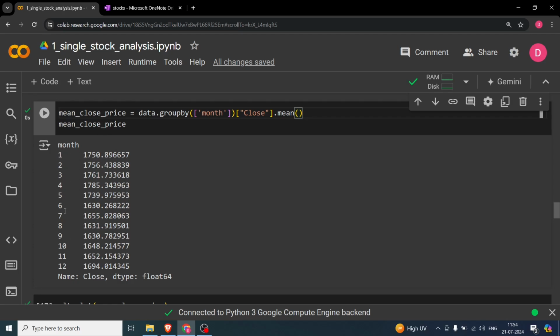You can see all these 12 months are there because we have grouped with respect to the month, and you can see the first, that is January, the average closing price is 1750.89. On the second, that is February, the second month, the average price is 1756. Now obviously this is very hard to understand over here. Let's go and plot it.